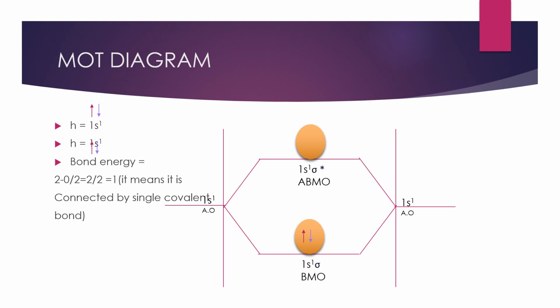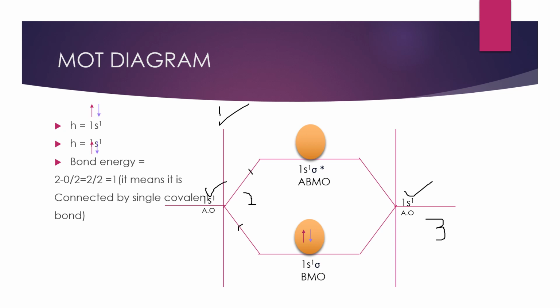First of all, we will draw these lines. Let me just write it first. After that we will draw these lines. These lines will show us whether it is ABMO or BMO. Third, we will place the electrons here: electrons in the x-axis, electrons in the y-axis, and electrons in the z-axis.